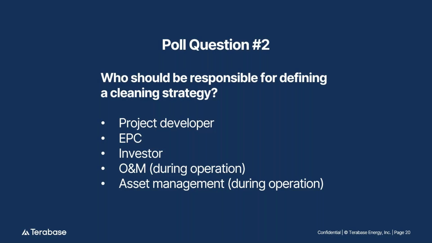All right, so those are our results. So project development, 21%, EPC and investor somewhere around 10% each, and then O&M 31%, asset management 29%. So that's interesting.